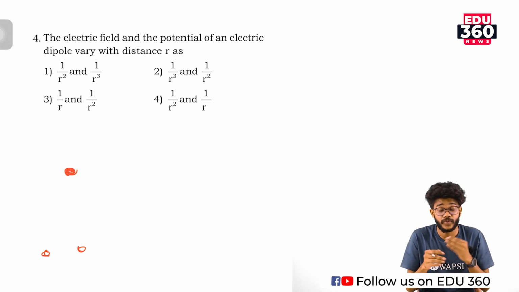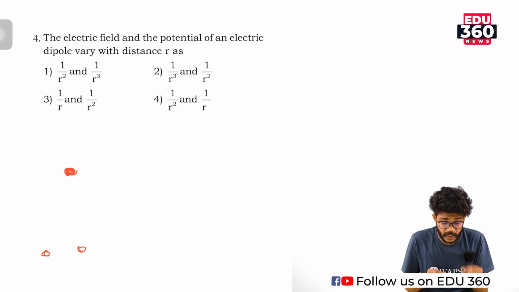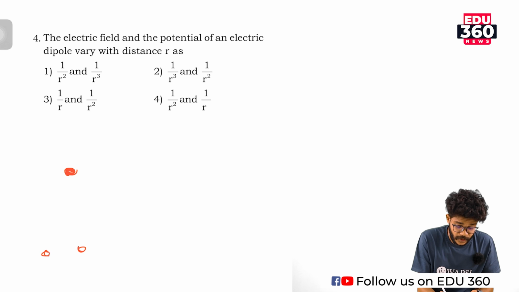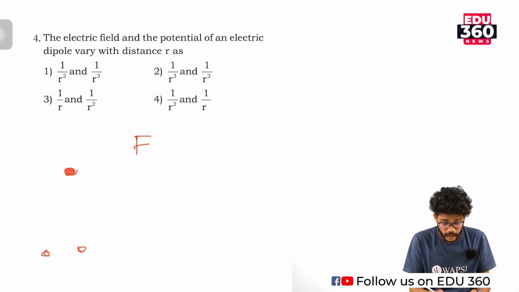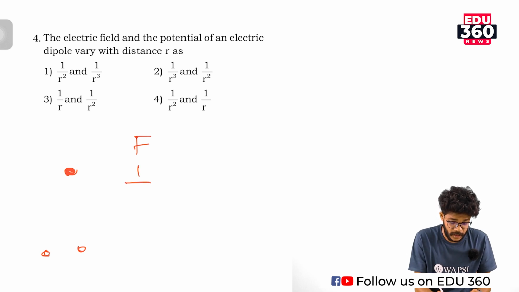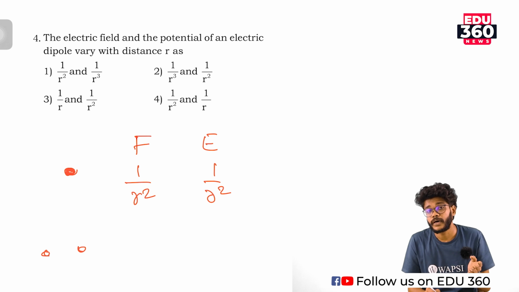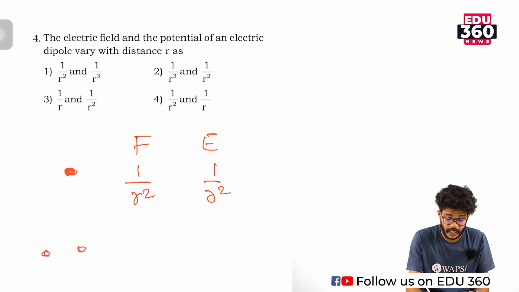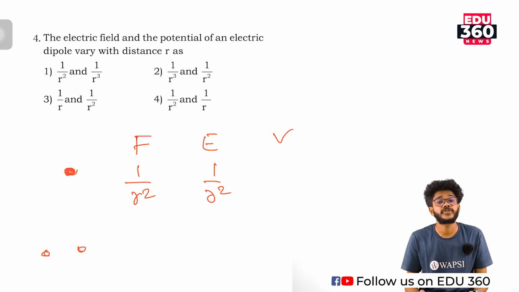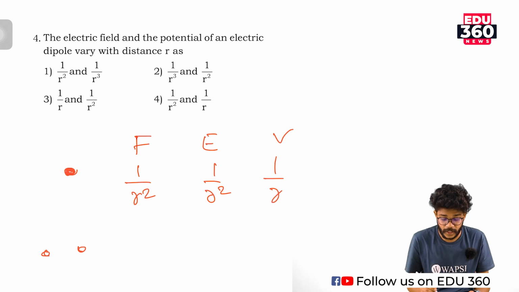For that, we first need to know the equation for electric field, force and potential for a charge. The equation for force is 1 by 4 pi epsilon 0 q by r square. It depends upon 1 by r square, and the electric field E, since F by Q is E, is also 1 by r square. The potential V depends upon 1 by r. Here we only want to bother about the electric field.